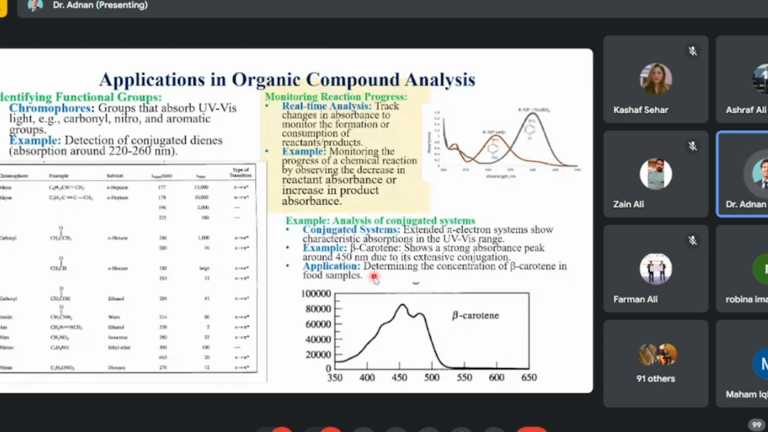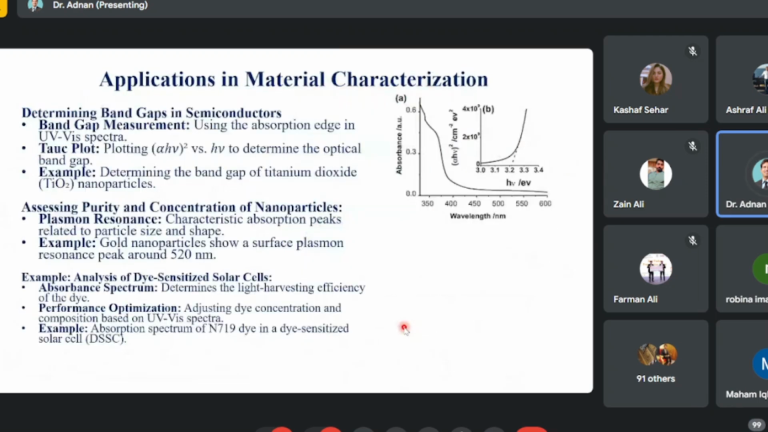And you can determine this beta carotene in the food samples or other samples. You can also determine caffeine, you can determine other compounds. So we have some slides for that in the coming slides.